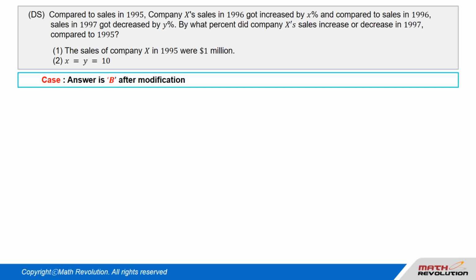Condition 1. The sales of Company X in 1995 were $1 million. Condition 2. X equals Y equals 10.